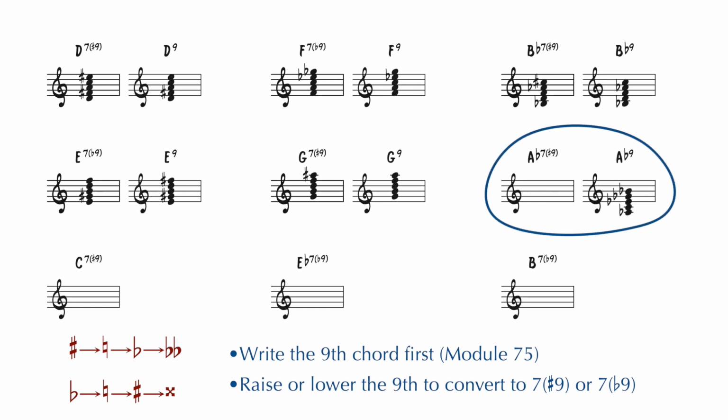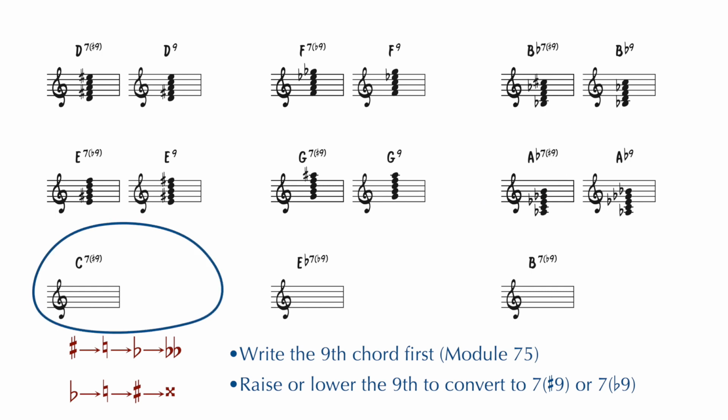Number 6, A flat 7 sharp 9. First write an A flat 9 chord. That's going to be A flat, C, E flat, G flat, and B flat. Next we raise the ninth of the chord. The ninth is B flat. It becomes B natural, or just B. And now we have A flat, C, E flat, G flat, and B. A flat 7 sharp 9.